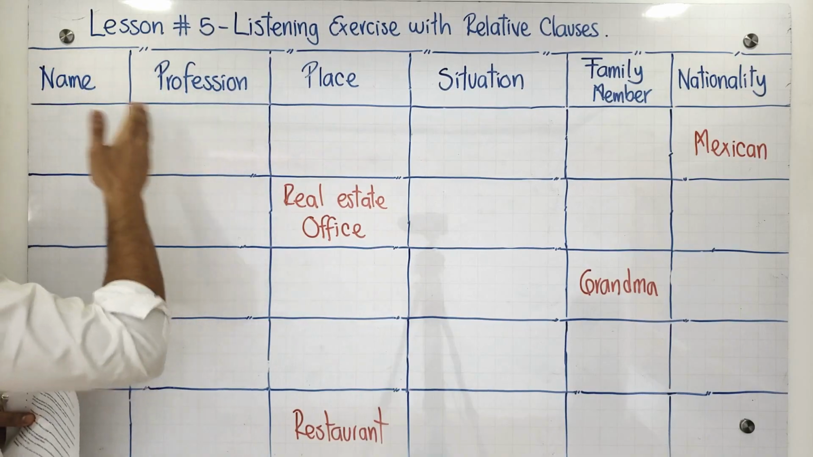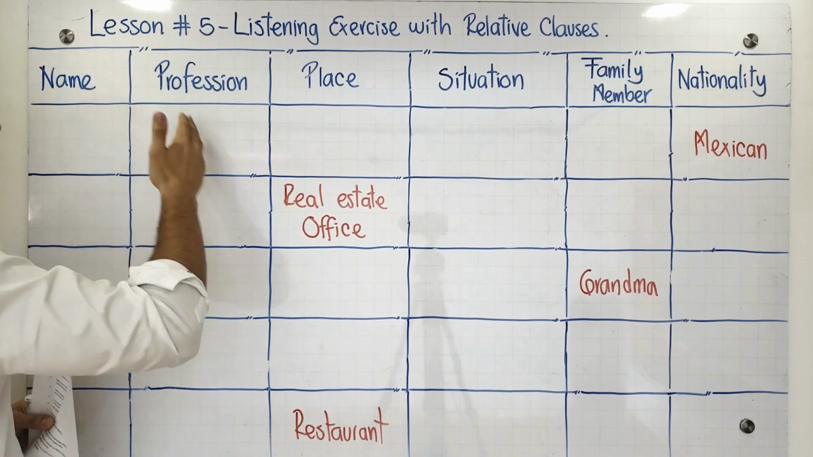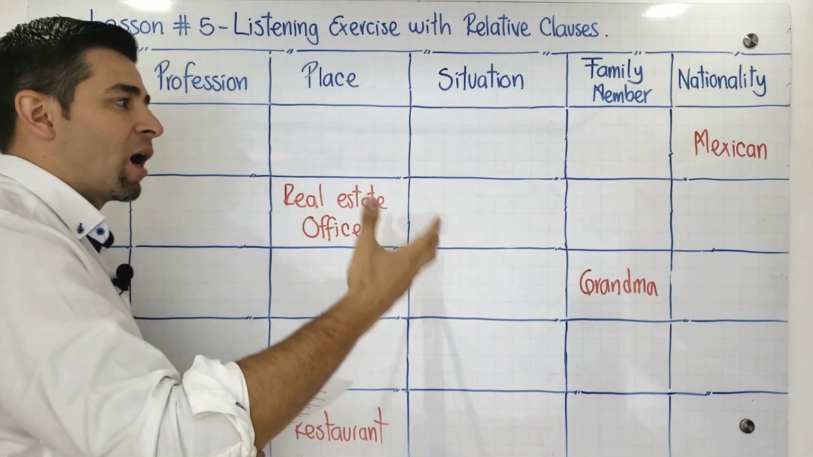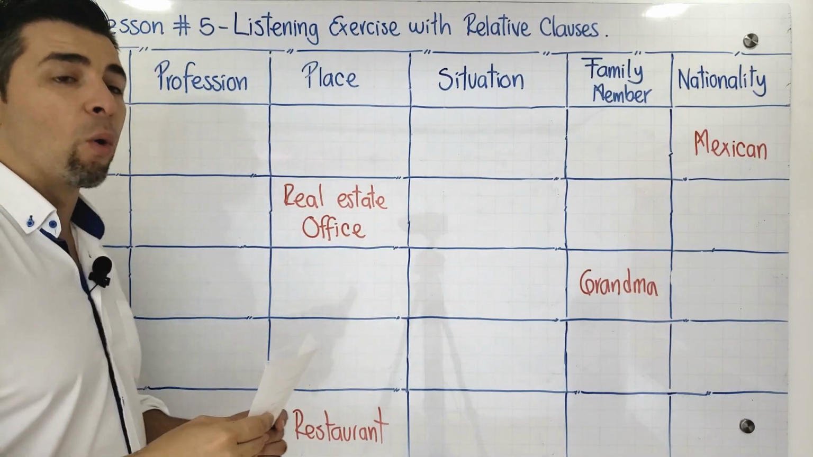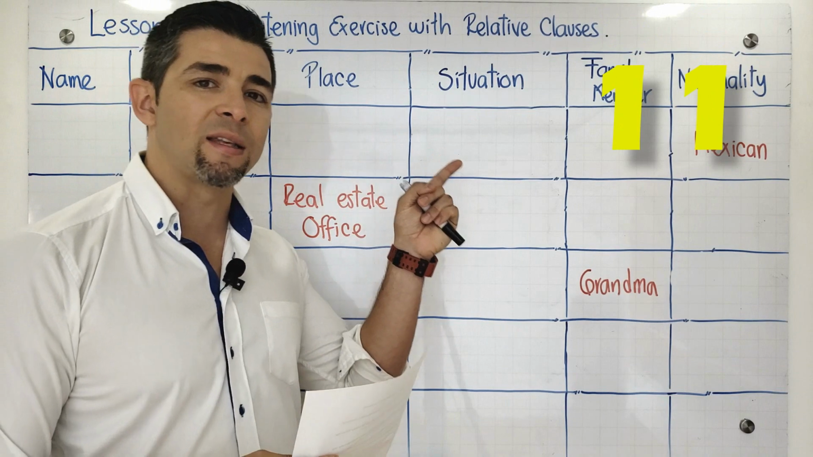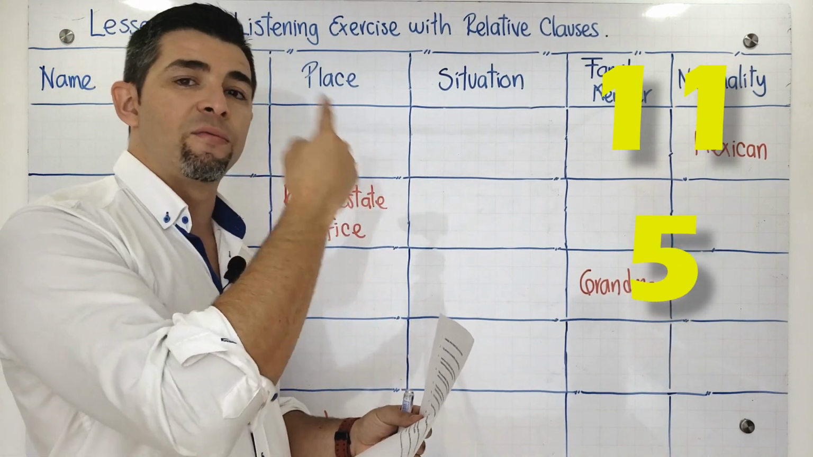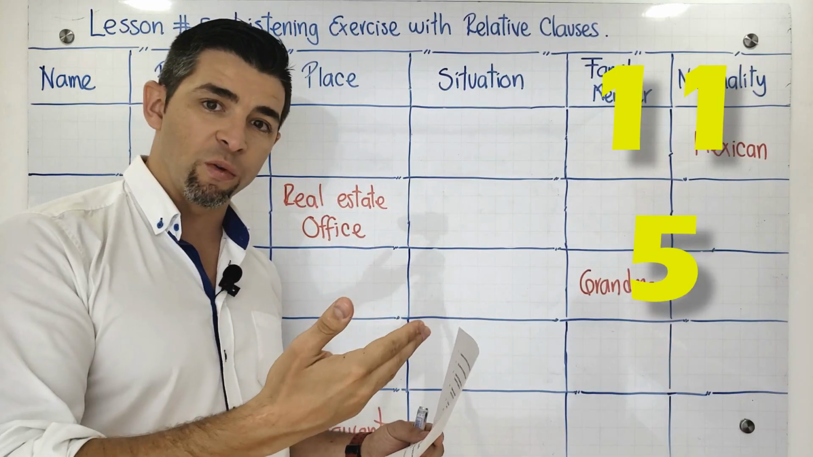So, we have to fill these blanks by writing the name, profession, place, situation, family member, and nationality that we hear according to the statements. We're going to have, guys, 11 statements and going to be with you until statement number 5. And the rest is homework for you guys.